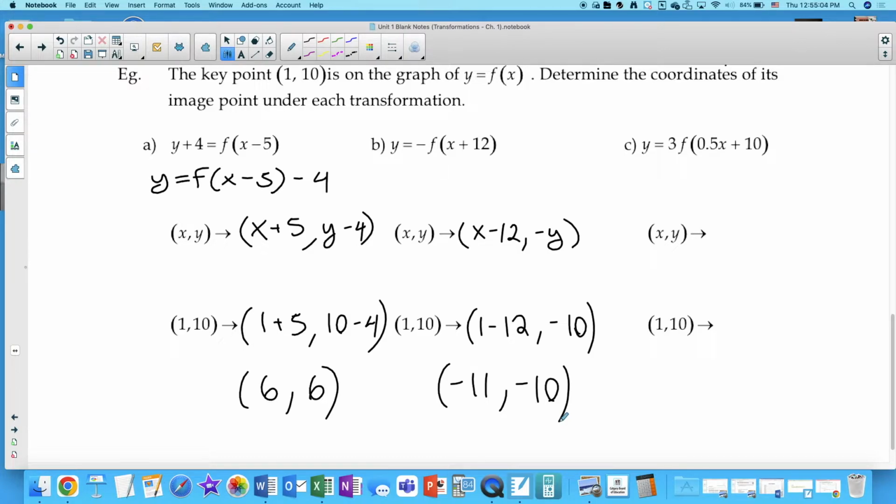Okay? All right, what about this next one? Yeah, we have to make sure that this is factored out so that when I'm looking to the horizontal translation, the coefficient within the bracket is 1. Okay, so y equals 3, f of, you could write this as 0.5 or 1/2, whatever you want. Okay, now think about this. Half times what is 10? 20.